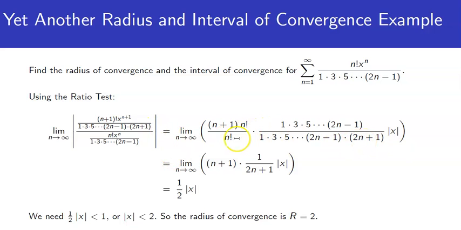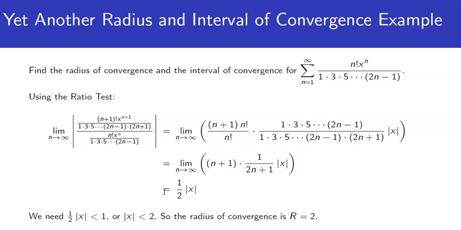Now we cancel. The n factorials cancel in the first term, so we just get n plus 1. Everything except for the 2n plus 1 in the denominator cancels in the second fraction, and then we have absolute value of x in the third one. This behaves like n over 2n, or 1/2, as n gets large, so the limit here is 1/2 absolute value of x.